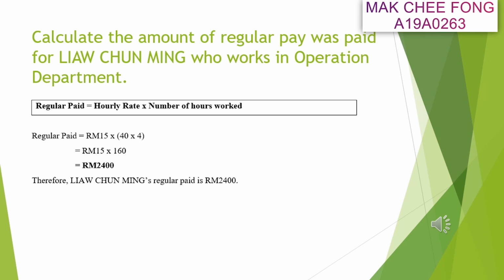Calculate the amount of regular pay paid for Liao Chunming who works in the operation department. The calculation is regular pay equals hourly rate times number of hours worked. So regular pay for Liao Chunming is 50 ringgit times 40 times 4. The 40 is the hours per week, and the 4 is because a month has 4 weeks. Therefore, Liao Chunming's regular pay is 2,400 ringgit.